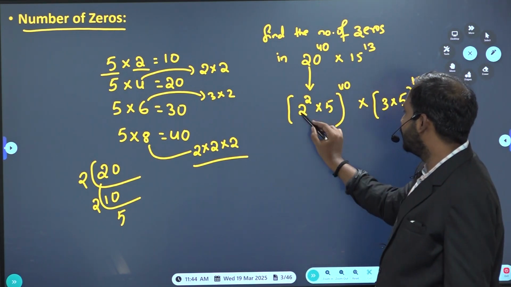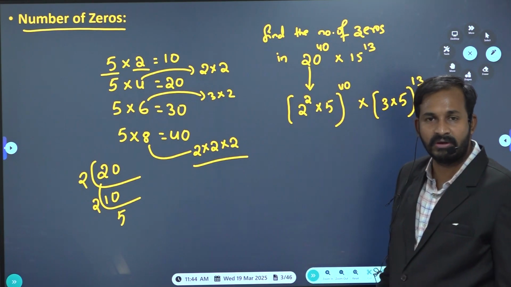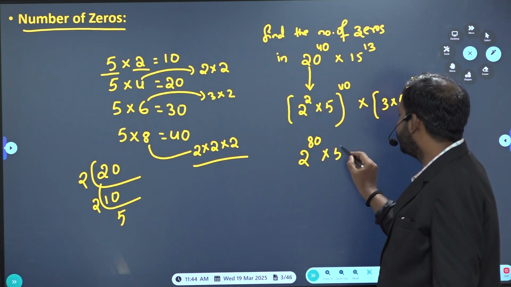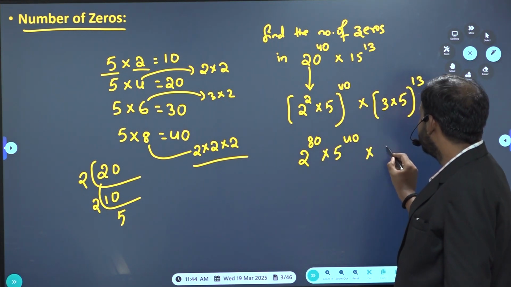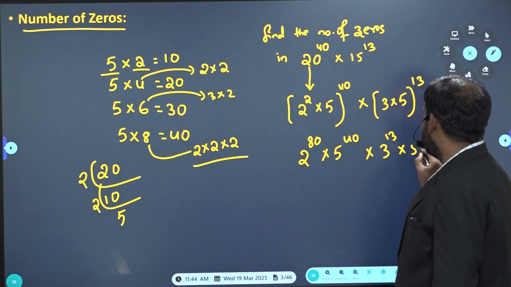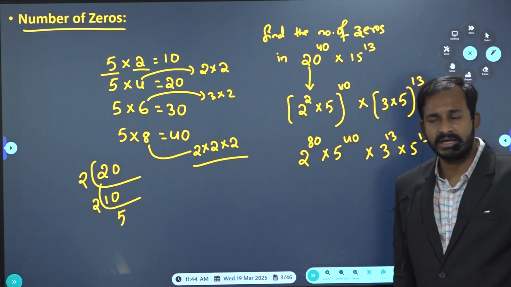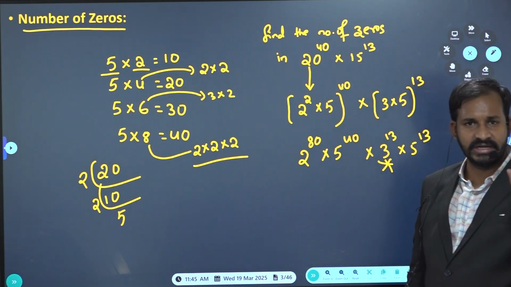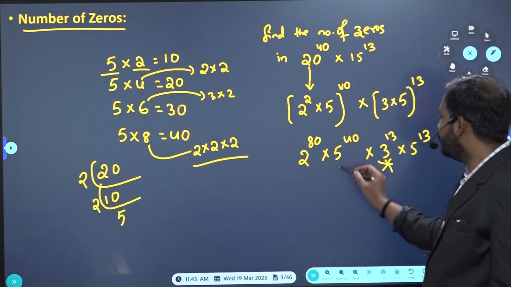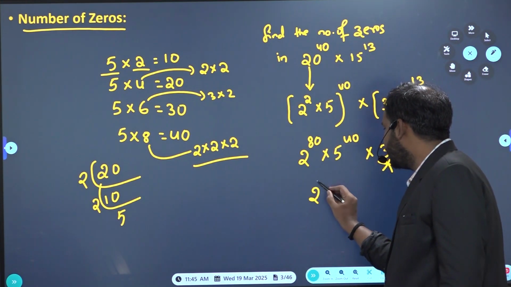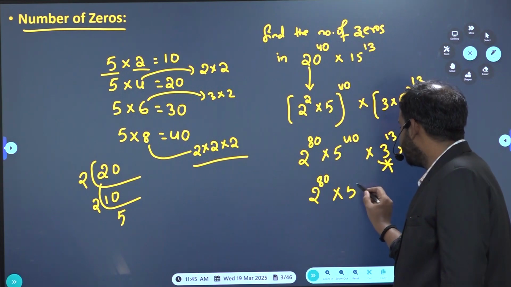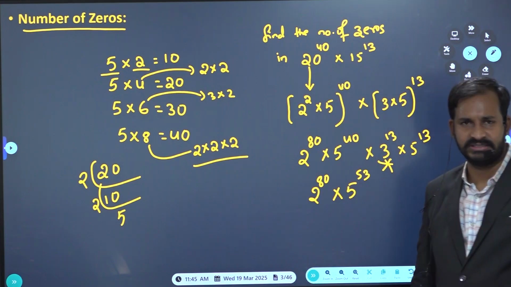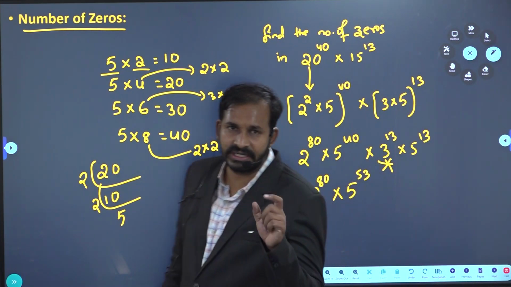Now observe here, a to the power of m whole to the power of n means a to the power of m into n. So what I will get here is 2 to the power of 80 into 5 to the power of 40 into 3 to the power of 13 into 5 to the power of 13. Here I have 3, but I never mind about this 3. We don't require that 3; it is of no use. We only concentrate on 5s and 2s.